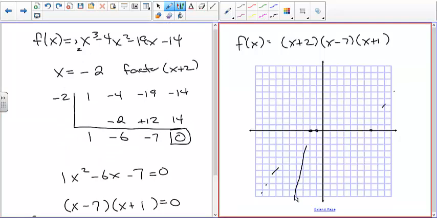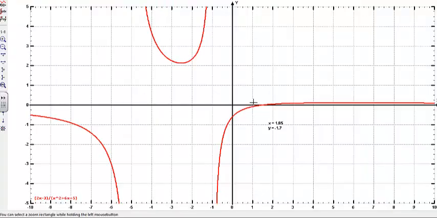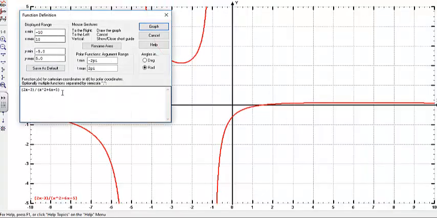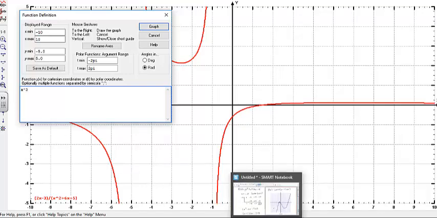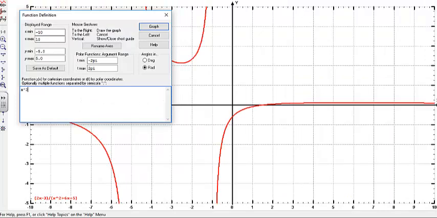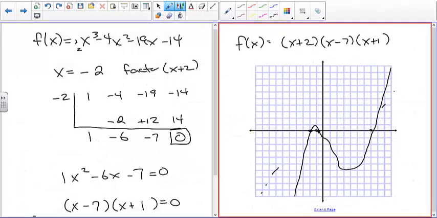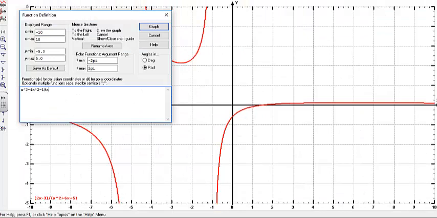Because these points are so close together, you probably don't expect it to go very high. And then it's probably going to dip down a lot and go like that. So, let's just look at it, see what it really does look like. x cubed minus 4x squared minus 19x minus 14.